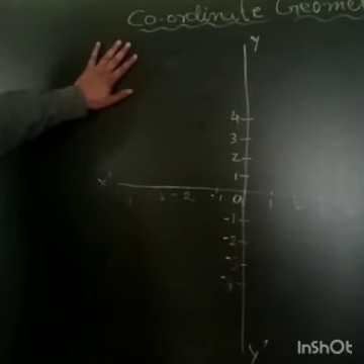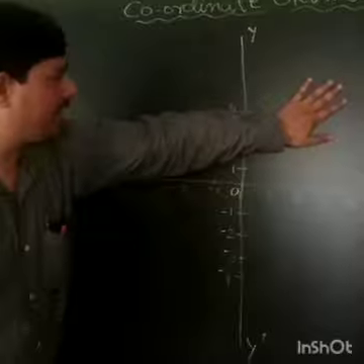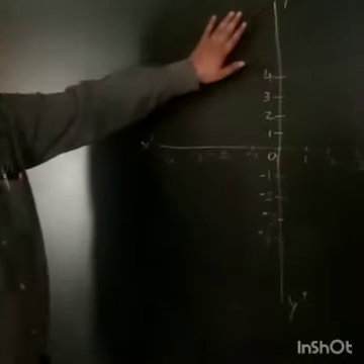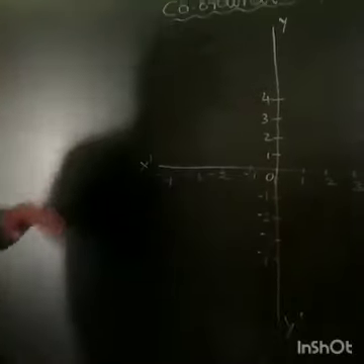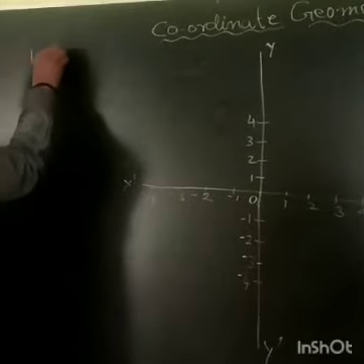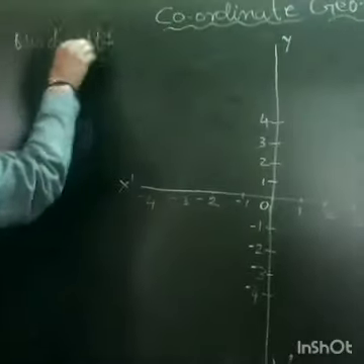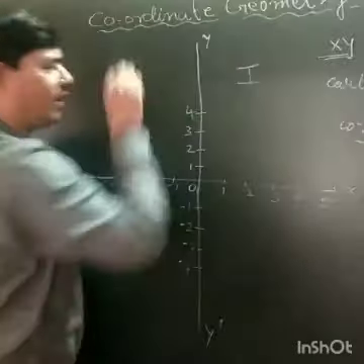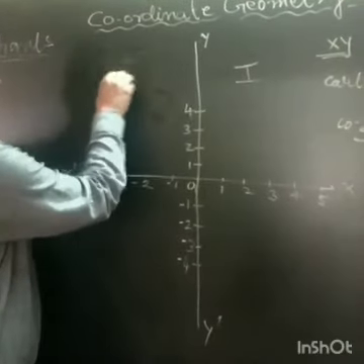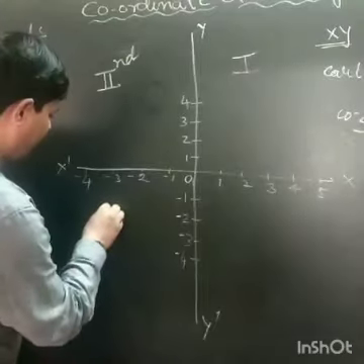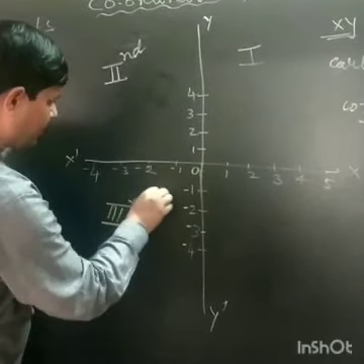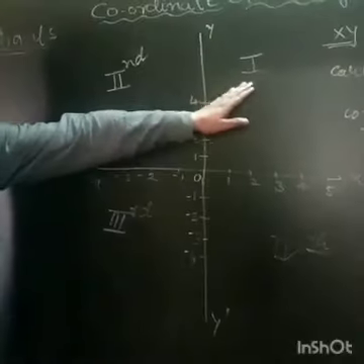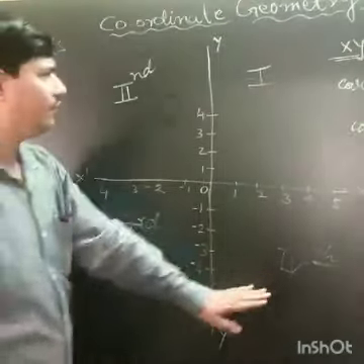Now, as you have observed, this plane is divided into 4 parts, and each part is called a quadrant. We begin from here. This one is the first quadrant, this one is the second quadrant, this one is the third quadrant, and this one is the fourth quadrant.